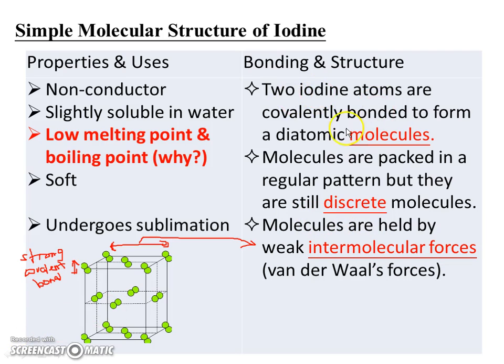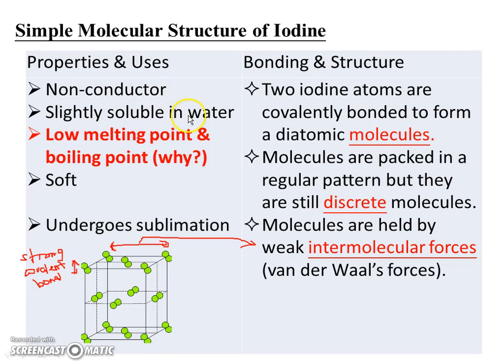So two iodine atoms are covalently bonded to form a diatomic molecule, which means the molecule is composed of two atoms. The molecules are packed in a regular pattern, but they are still discrete molecules. Discrete molecules means that although they are held together by weak intermolecular forces, they can be easily separated into pieces. For the properties, since the iodine molecule is non-charged, there are no charge carriers or charged particles responsible for conducting electricity. So that's why they are mostly non-conductors.